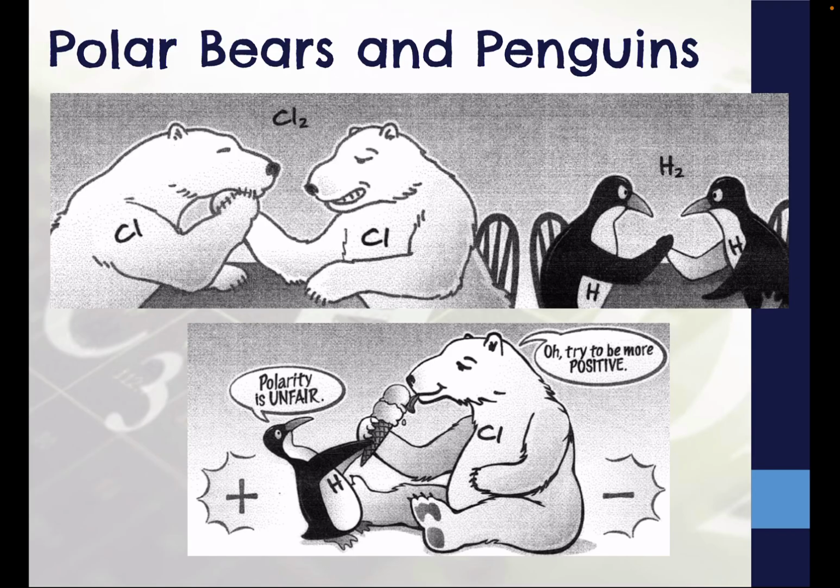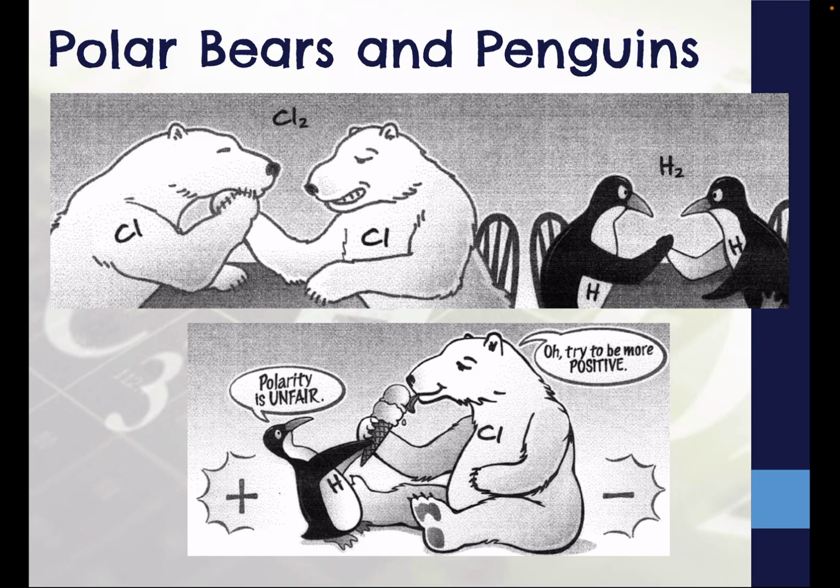If you looked at an example and used animals to represent these, sometimes we do a comic strip in class called Polar Bears and Penguins. So in the top example, across the top, you've got two polar bears represented by chlorine atoms. Cl2 would be the molecule, and they are bonded and they have equal attraction for their electrons. Therefore, they hold them right in the middle. So this molecule on the top with two polar bears is a nonpolar molecule.